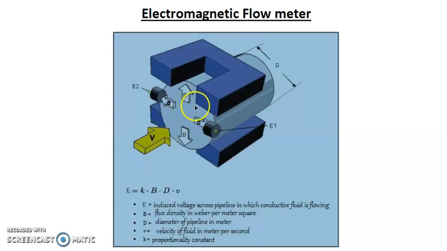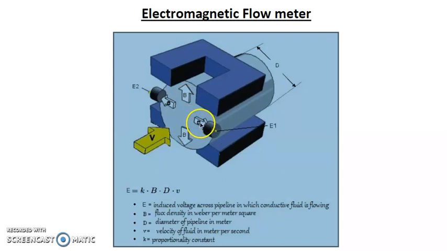The velocity is flowing. This is the diameter of the pipe, which is actually the length between these two electrodes. So this is the cut view, and if the liquid is flowing in this direction, from this position to that position, and this is the direction of flux density, so what will happen?